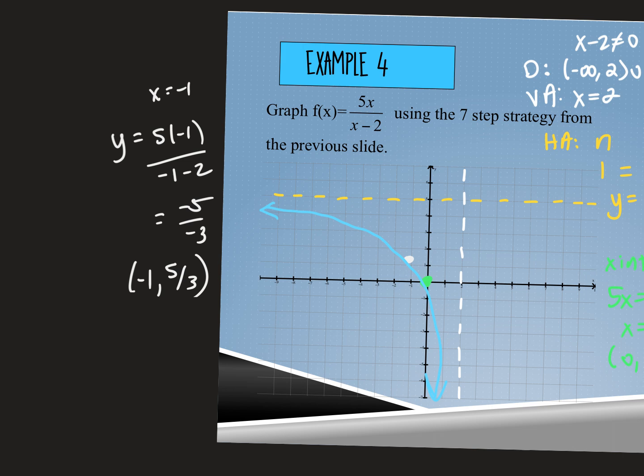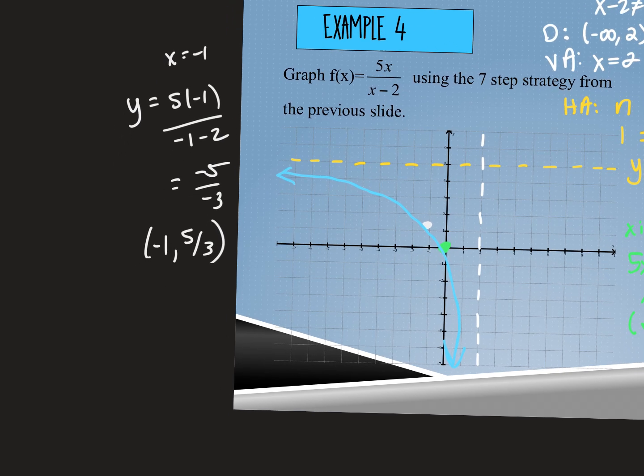All right, so now let's pick a point to the right of your vertical asymptote. Any number. Some of you want to pick 3, some of you want to pick 10. It doesn't matter. Just pick something bigger than 2. So what are we going to say? Okay, let's try 3. So x equals 3. We're going to evaluate. So 5 times 3 over 3 minus 2. What's 5 times 3?